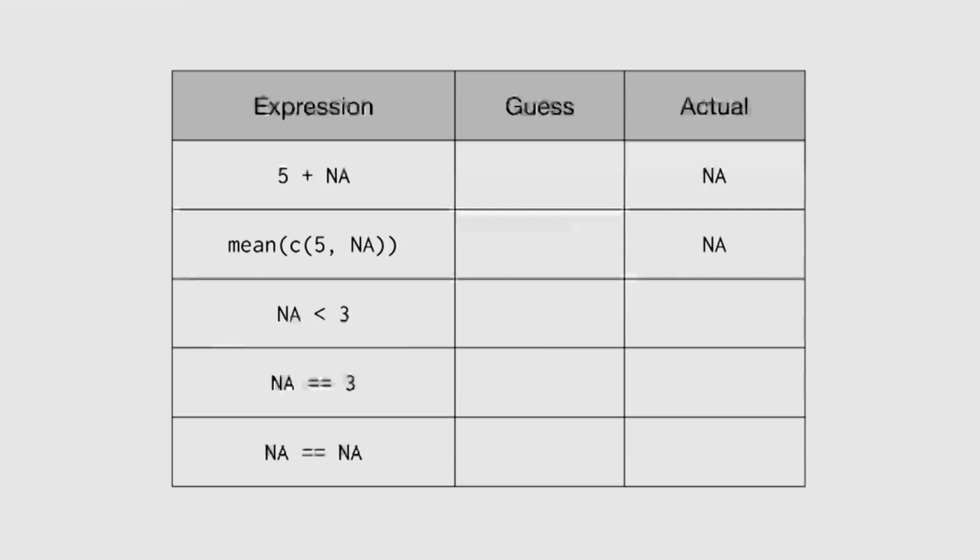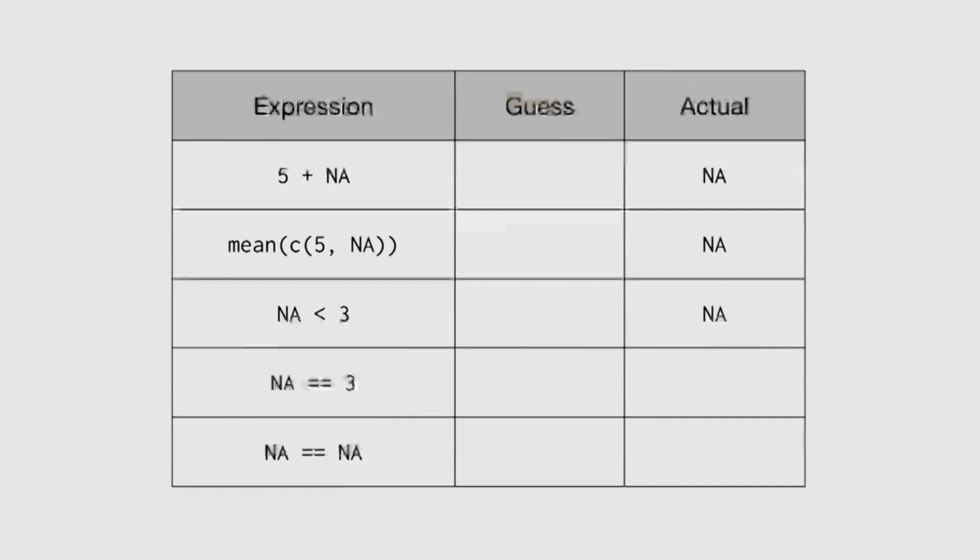Now let's consider doing logical comparisons. If you compared a piece of missing information to a 3, can R tell you whether that missing information is less than 3? No, R cannot, so it will return an NA.